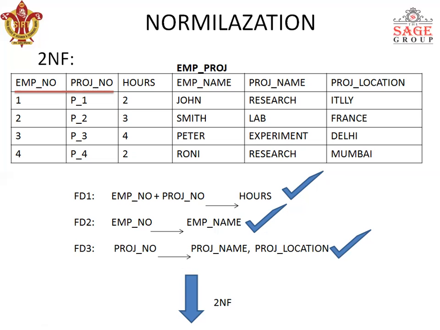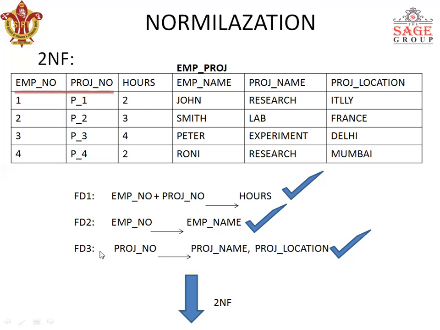Now we have made another functional dependency. With the help of only employee number, can we identify employee name? Yes, we can easily identify employee name. And project number is also part of the primary key. With the help of project number, we can easily identify project name and project location. But hours is a dependent column, whose values must be identified with the help of both employee number and project number.